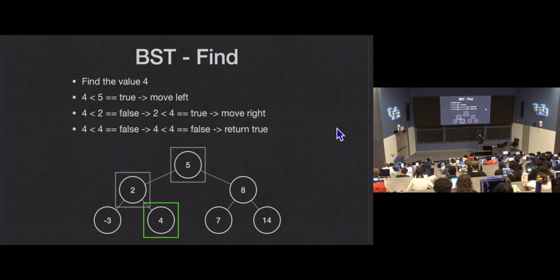Okay, any questions on find? The crux of it is that we're dependent on the structure of a binary search tree, the properties of a binary search tree being true. Any questions?